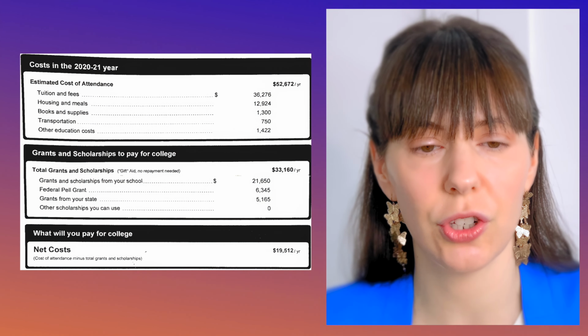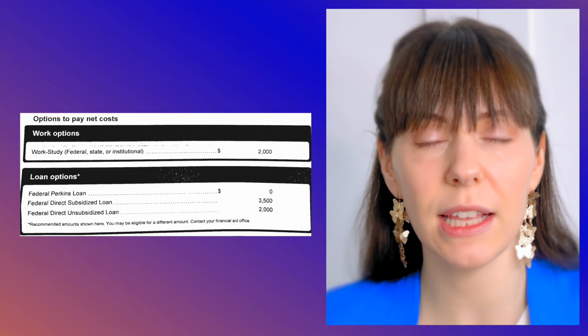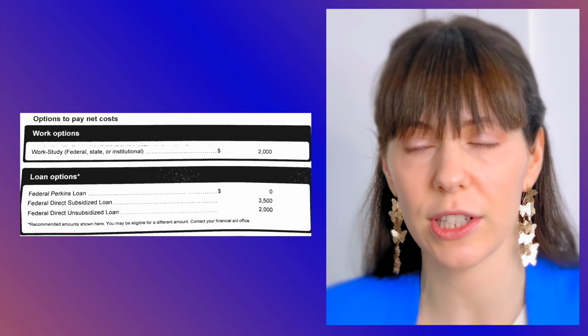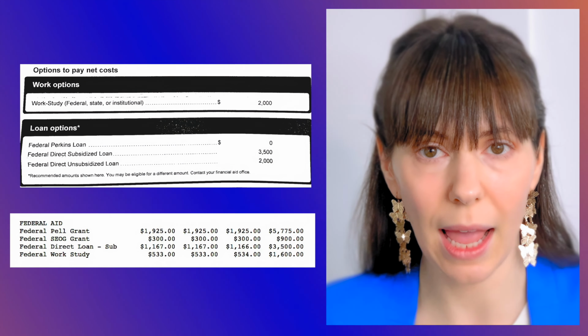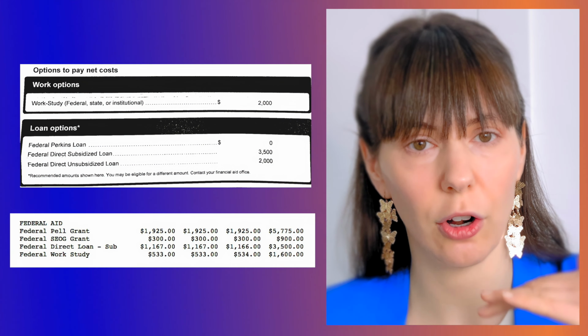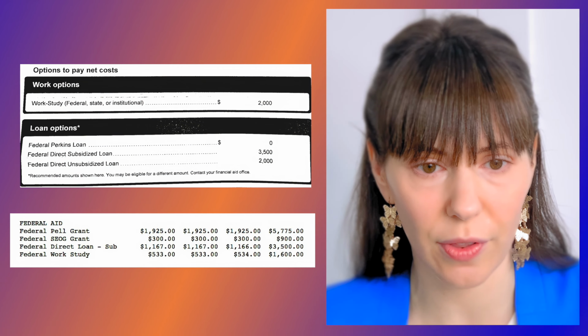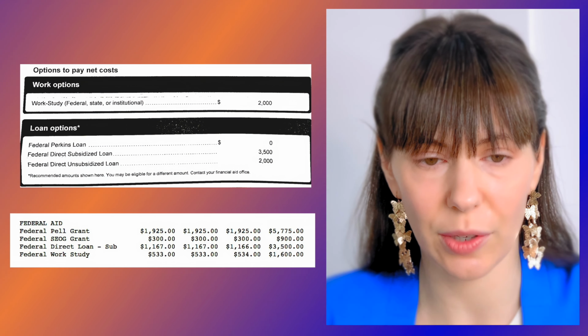And then they subtract those two. They give us the net costs. Great. But then they give us the loan options. And you'll see that the loan option and the work study are set up in a completely different way from Gabby's letter. So Gabby's letter, you could see that her work study and her loans were kind of taken out of her cost of attendance. This letter doesn't do that. So you have to understand that that's actually what's happening.